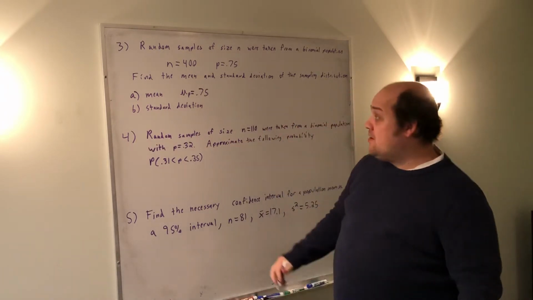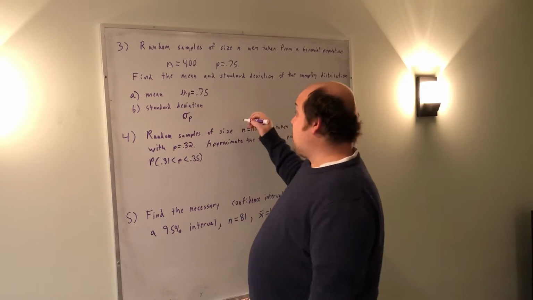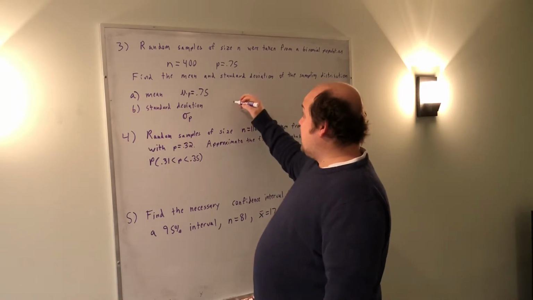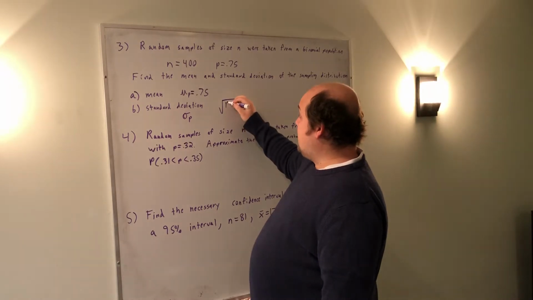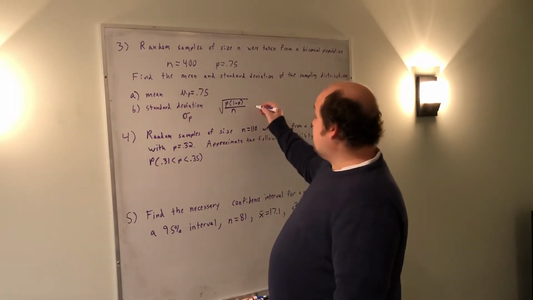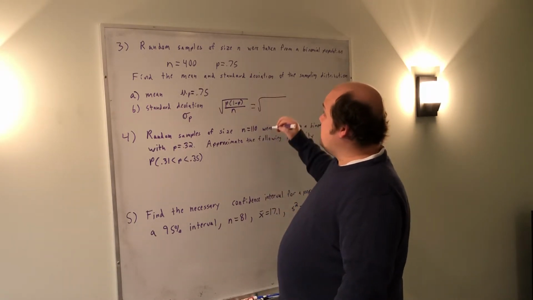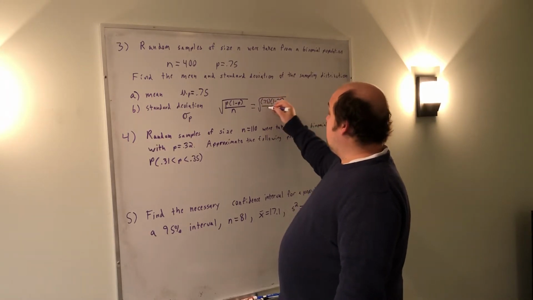When I look for the standard deviation, sigma sub p, there we have the equation where we need to take the square root of p times 1 minus p over n. So in this case, we're going to need to put into our calculators the square root of 0.75 times 1 minus 0.75 over 400.